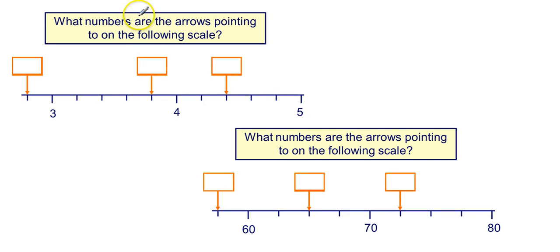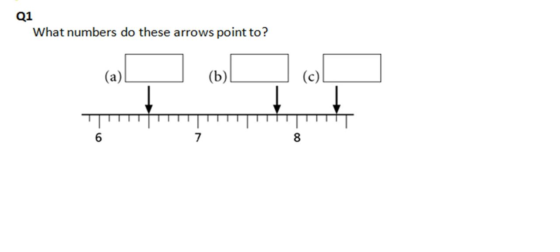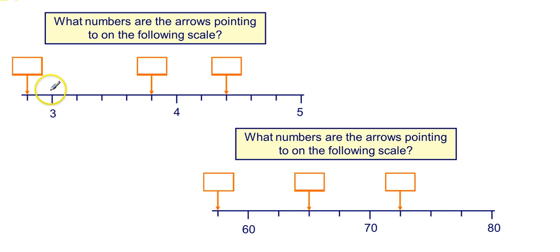Okay, so question one has a number line that looks a bit like this. We need to work out where the missing numbers are, and then we'll have a look at the actual question which you had on your test and work out where they go. On here we've got whole number 3, and then we've got some divisions, and then we've got 4.